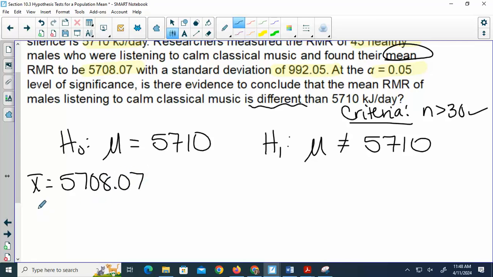Okay, so our standard deviation, how do we find that? S over the square root of n. So our S was the sample standard deviation, 992.05, divided by the square root of n, which was 45 here. And you get 147.8861.